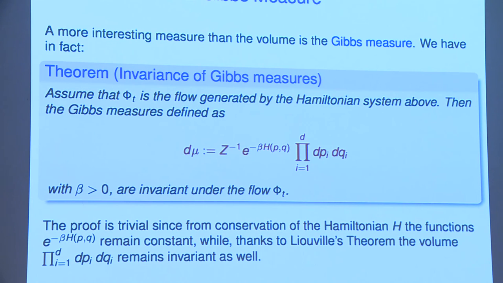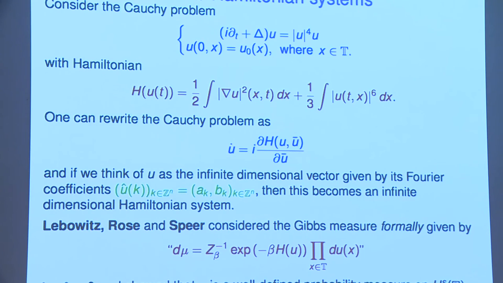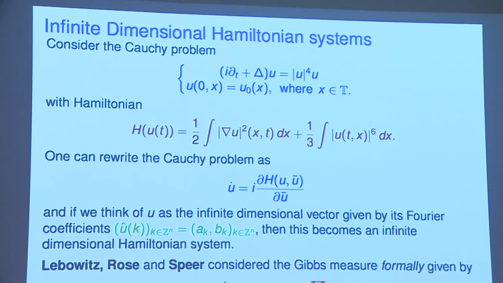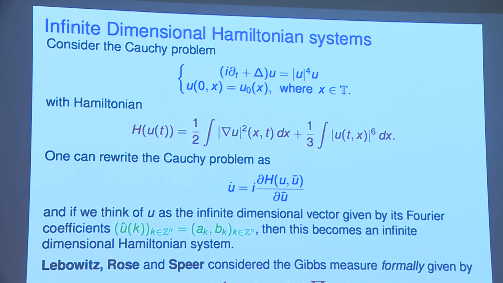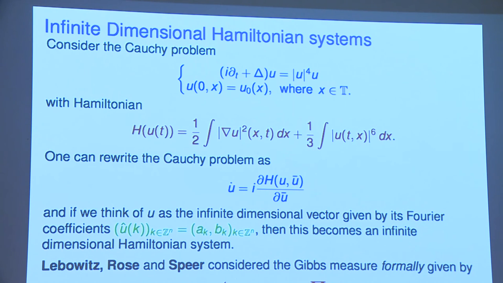Okay. So this is very simple, but what happens when I try to do something like this in an infinite dimension Hamiltonian system? Let me give you an example of one infinite dimension Hamiltonian system that comes from a Schrödinger equation. In this context, I wanted to give you a very simple example. In fact, I'm going to give you the one in one dimension. And I will tell you a little bit more about what happens in higher dimension.